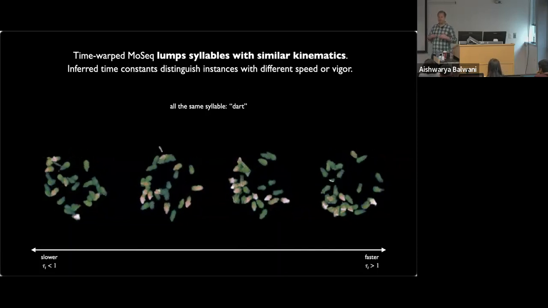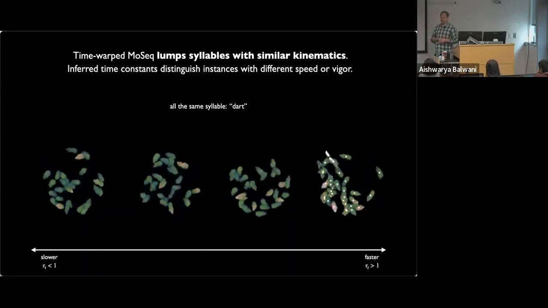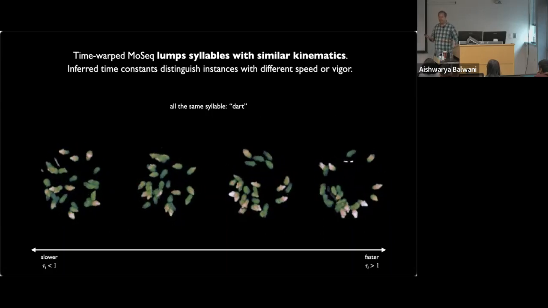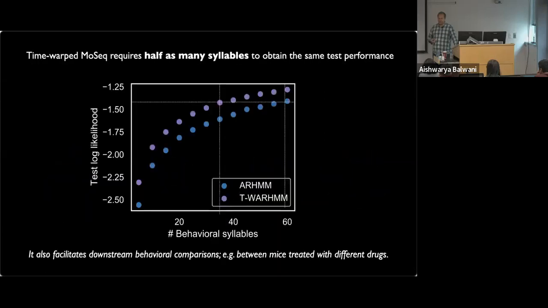We can do the same for syllables that don't have an overt speed measurement associated with them. Things like grooming-related behaviors, it turns out, can also be performed more or less vigorously. And the model also picks up on that as it attributes it to this latent time constant that we've given it. And a more quantitative measure of what this model is doing is that if we look at how many discrete states we need to achieve some target level of held-out log likelihood, we can obtain the same performance with almost half as many syllables using this time-warped version. So it's scaling back the number of discrete states by a factor of 2.